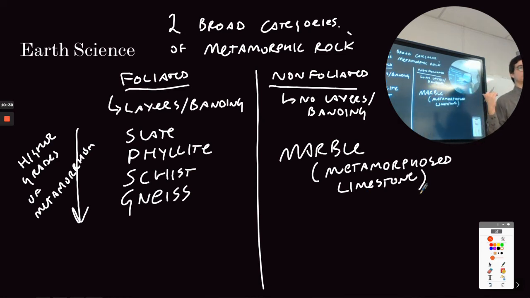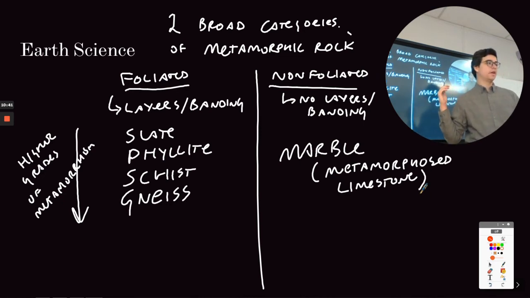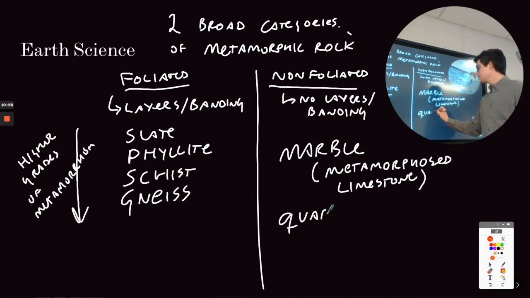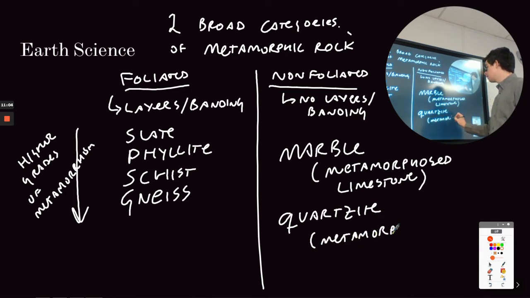So when limestone is exposed to high heat, remember limestone is a sedimentary rock, when that's exposed to high heat and pressure, it becomes marble. And you know about marble too, right? Marble countertop, marble statue, marble columns of a Greek temple, right? You know about marble. And then the other one is quartzite, which is metamorphosed sandstone. And you know about sandstone, right?